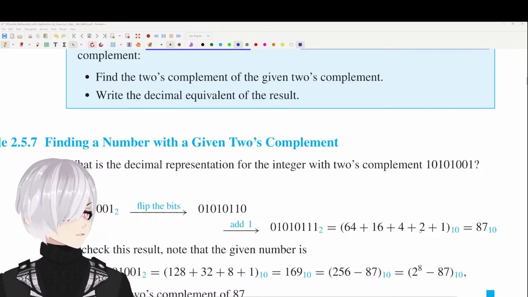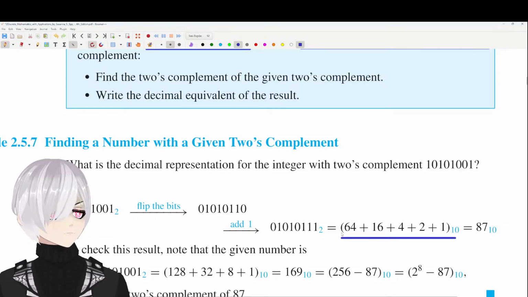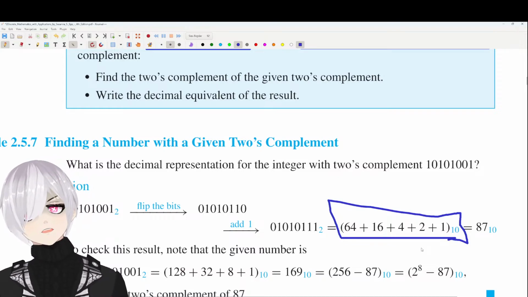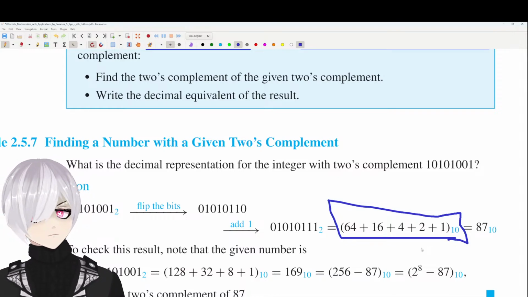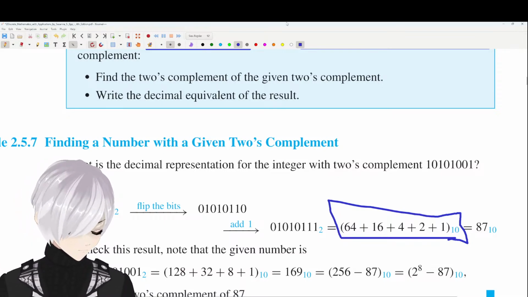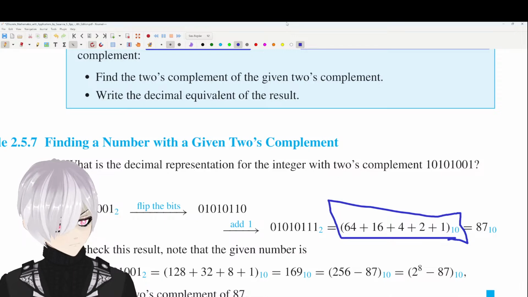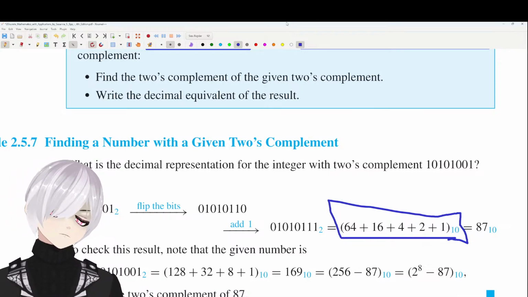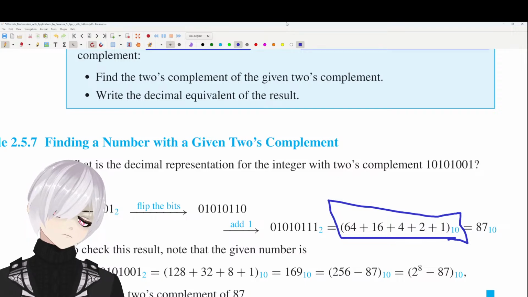And then it says find the... This part is giving me so much trouble, finding the decimal representation of a binary number. Oh yeah. Well, what we can do is look at what binary representation means. It means ones and zeros times powers of two. So the rightmost power of two is one.